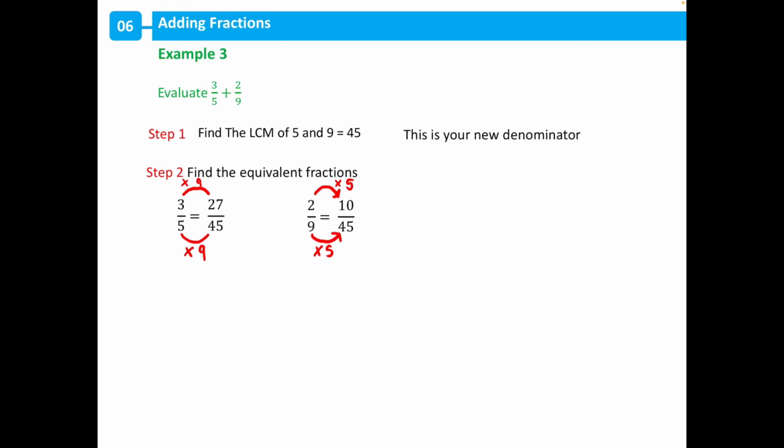Once you find your equivalent fractions, we do step 3, add the fractions together. 27 over 45 plus 10 over 45 equals 37 over 45.